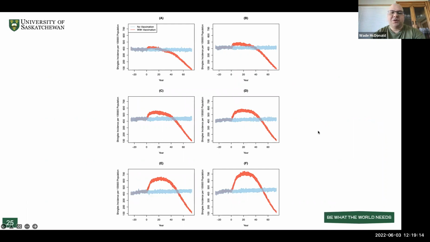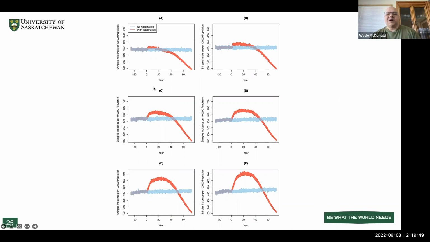This shows some different assumptions about what is called immunity boosting. It's posited, and clinical studies are still working on this, that being exposed to other chickenpox or shingles cases after you've had the natural disease can boost your immunity without actually making you sick. But the strength of this effect is not well known clinically.